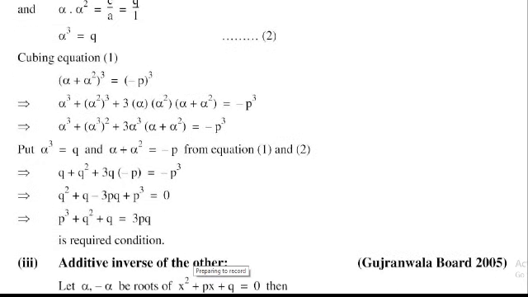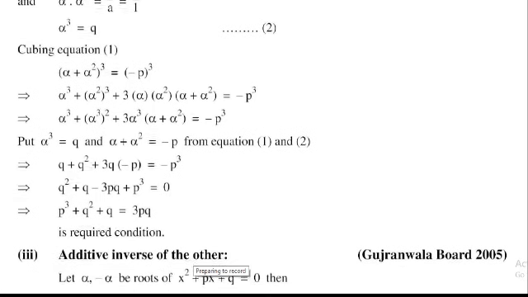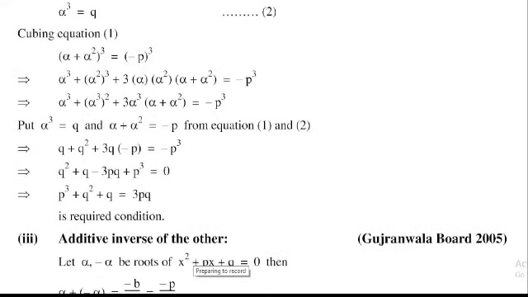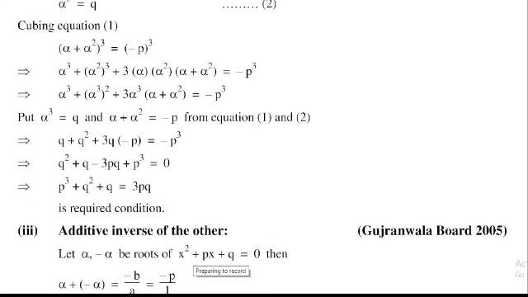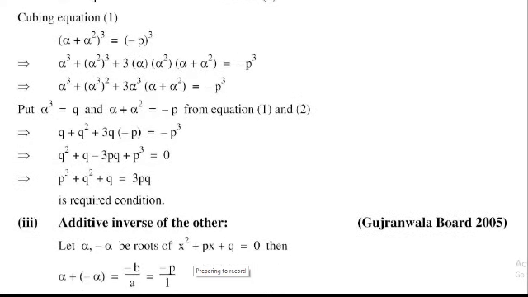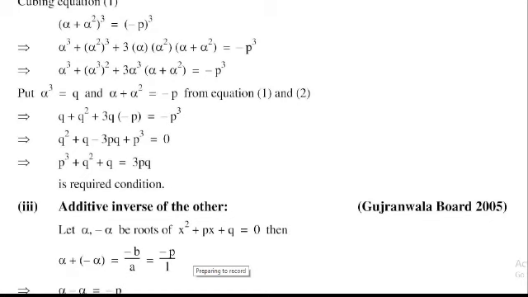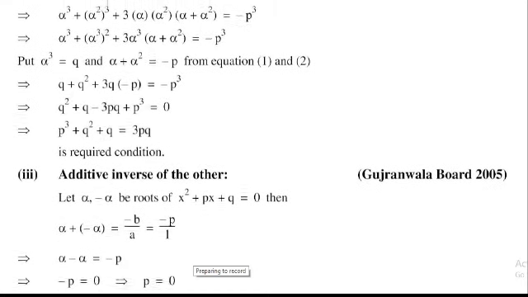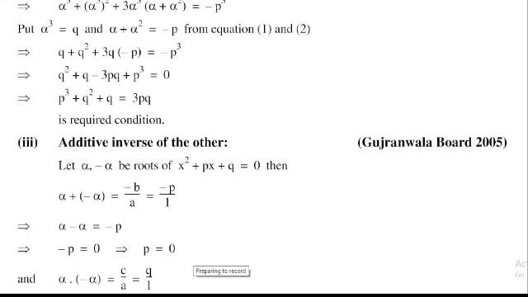Part number 3, that is additive inverse of the other. Let alpha and minus alpha be the roots of x square plus px plus q is equal to 0. Then alpha plus minus alpha is equal to minus b over a, which is equal to minus p divided by 1. Alpha minus alpha is equal to minus p. Next, minus p is equal to 0, which implies that p is equal to 0.